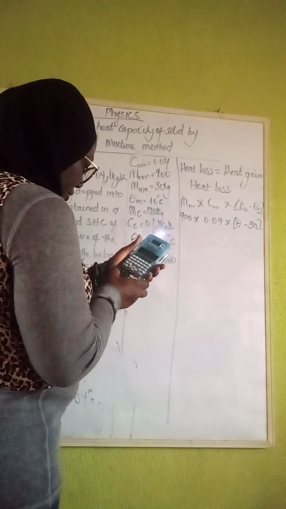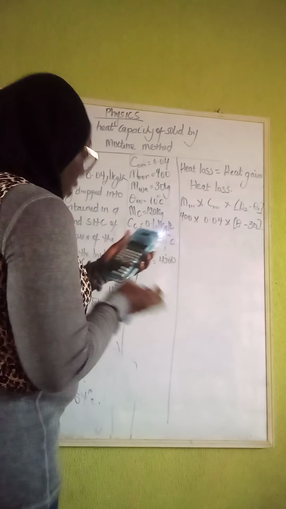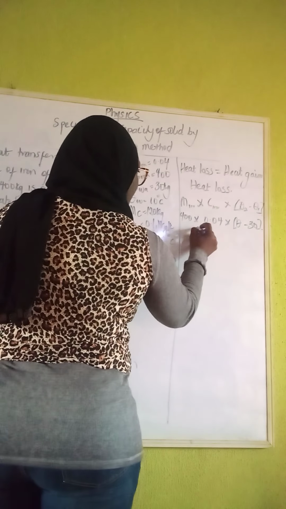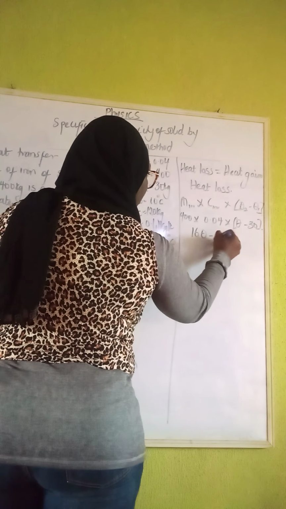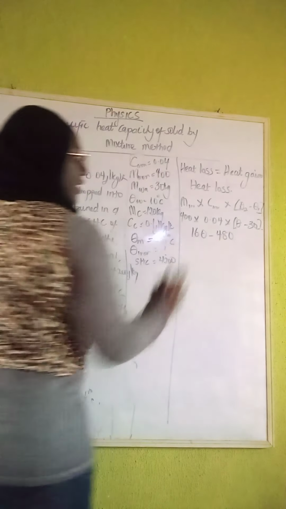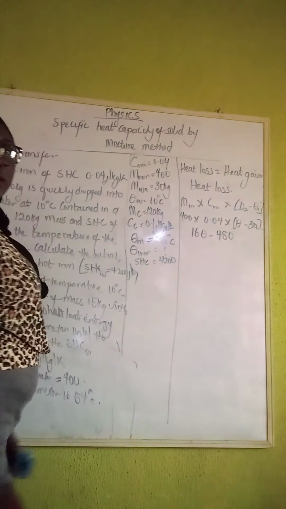400 times 0.04, that should give us 16 or thereabouts. Let me confirm. 400 times 0.04. Good, that's 16. So we have 16 theta minus 16 times 30, which will give us 480. So this is the its loss. Let's go to the its gain.